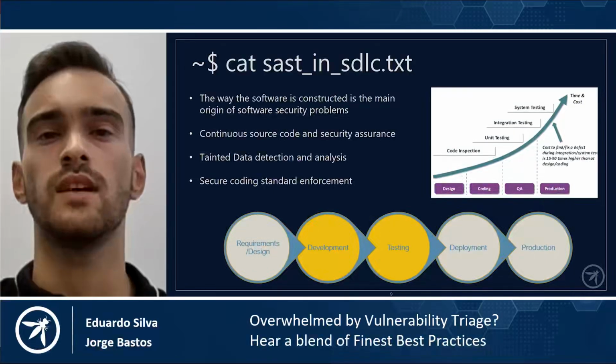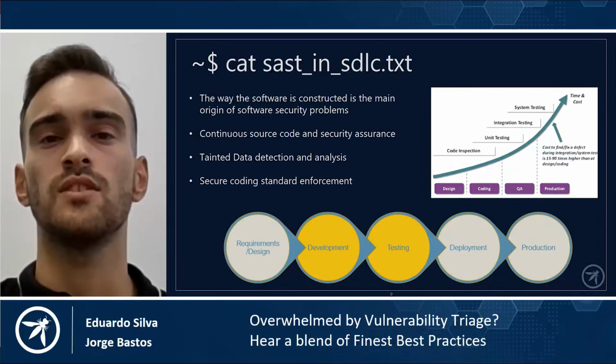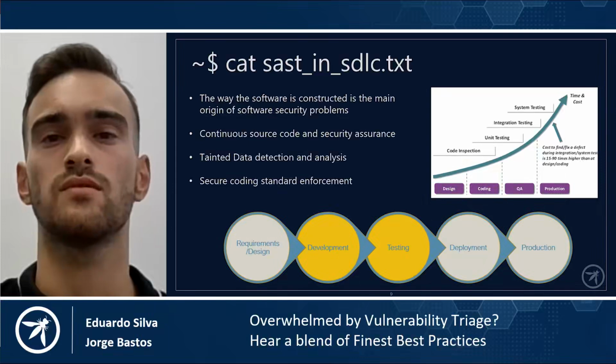Following security guidelines and coding standards at the coding stage is a critical task. Using automation tools, such as static analysis tools, is key to ensure that vulnerabilities are not introduced into the product. The way the software is constructed is the main origin of software security problems.